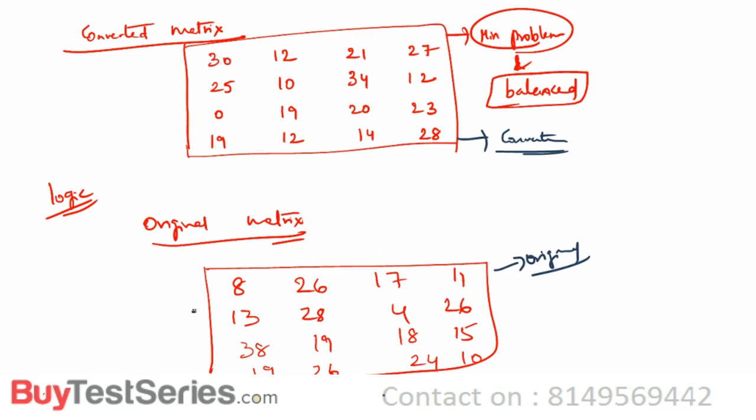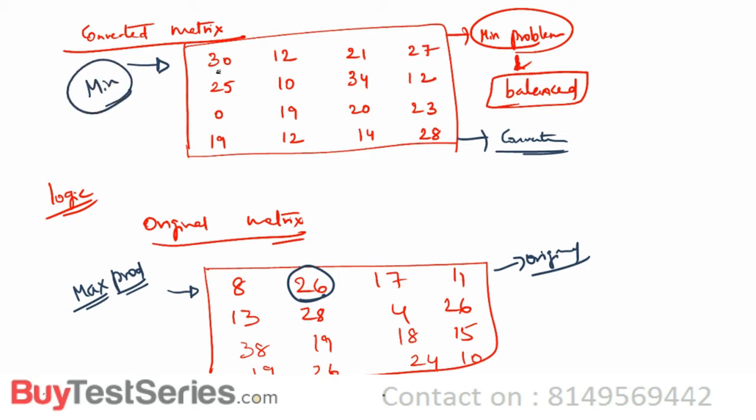For example, let's take this first row. Your objective is to maximize, correct? Because it is production. So your objective is to maximize the production, correct? Tell me, in the first row, you will select which one? 26. Correct? Yes. Now look at the converted matrix in the first row. Your objective with respect to the converted matrix is to what? Minimize. Correct? If your target is to minimize, which one will you select from the first row? 12, because that is the least.